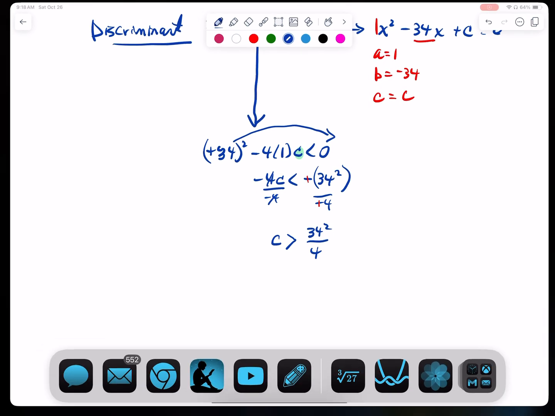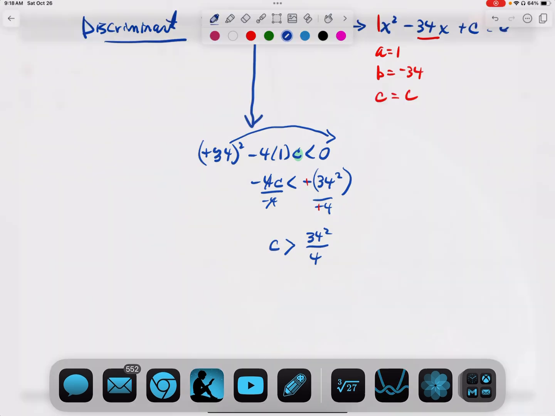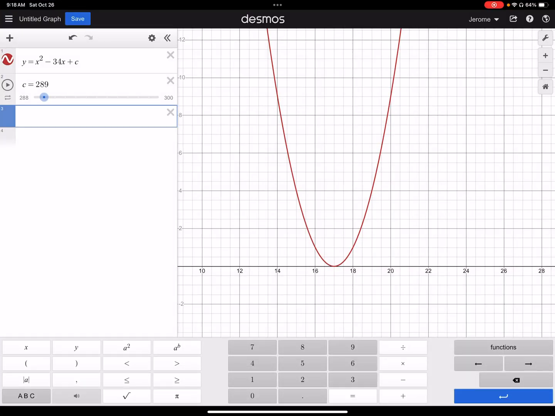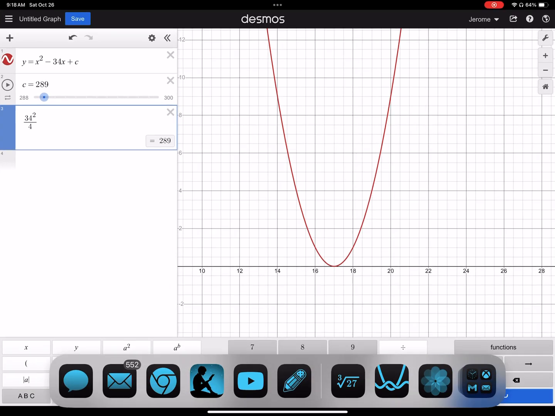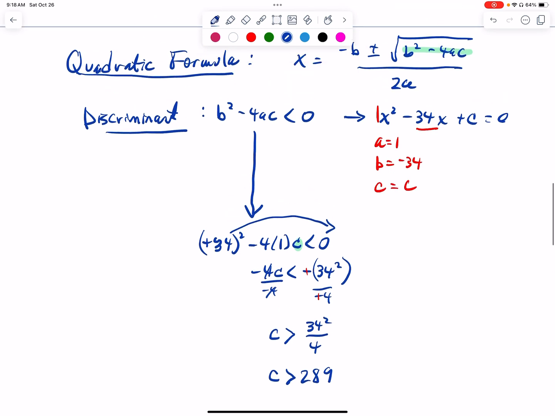So I'll pull up my calculator real quick and put that in. I wonder what number it's going to give me. I haven't a clue. I have 34 that I'm squaring, and then I divide that by 4, and oh, would you look at that, it's 289. So if I write that, I have c is greater than 289.